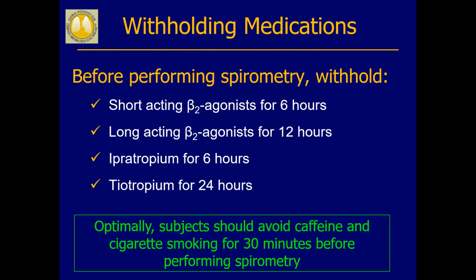Again, this is another reminder of when to withhold the medications. You could give this as a little handout to the patient. Don't use your short-acting beta agonist 6 hours before the lung function test, the spirometry. Long-acting beta agonists, 12 hours. Ipratropium, 6 hours. Tiotropium and other long-acting anticholinergic agents, 24 hours. Pharmacy could give you an updated sheet. Perhaps you could laminate it for your staff, or have a handout you can give to the patient when you schedule the PFTs or the spirometry. And they should avoid caffeine. Caffeine actually acts as a bronchodilator, so you should avoid caffeine and cigarette smoking for 30 minutes before the spirometry.